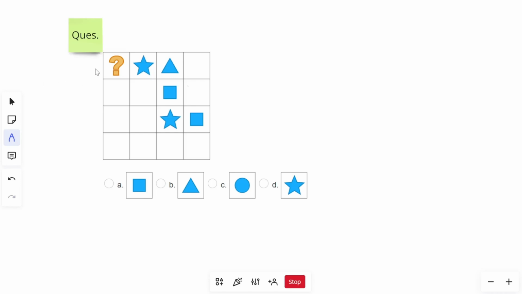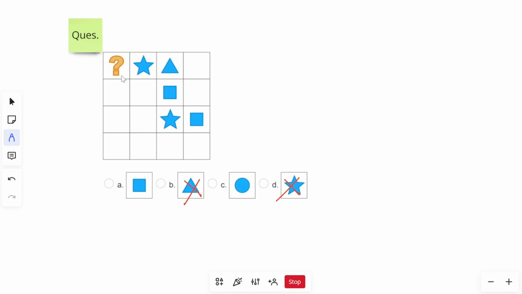Let's look at this question. We have the question mark here and we have to find which symbol will come in the place of question mark. First of all, star and triangle cannot come because star and triangle are already in the first row. So we will eliminate both of them. Now we are only left with square and circle.